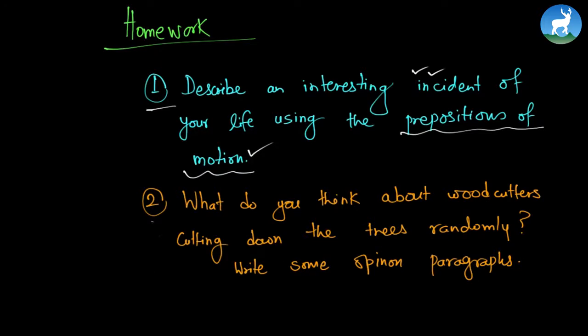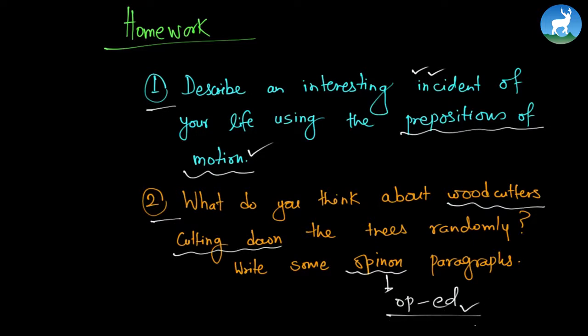Your second question is, what do you think about woodcutters cutting down the trees randomly? You know that woodcutters are cutting down the trees randomly. They are destroying the community forest. They are even destroying the national forest. Now, I want you to write some opinion paragraphs on this. It is something like an op-ed column of the newspaper, opinion editorial columns.